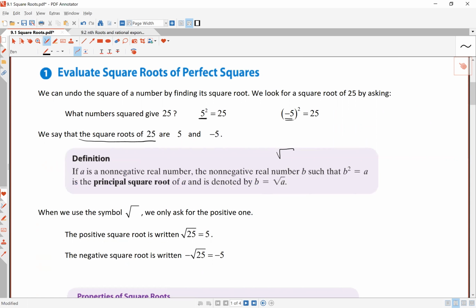So if A is a non-negative real number, the non-negative, meaning the positive or 0, real number B, such that B squared equals A, is the principal square root of A and is denoted by B equals square root of A. So when we use this square root symbol, we'll only ask for the positive one. So then the positive square root of 25 is 5, and the negative square root is written as the opposite of this square root symbol.